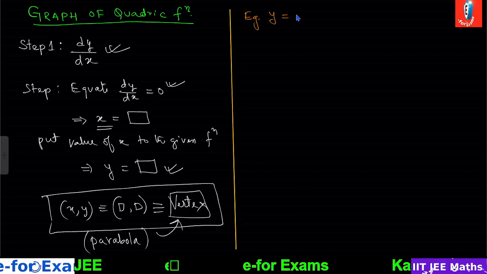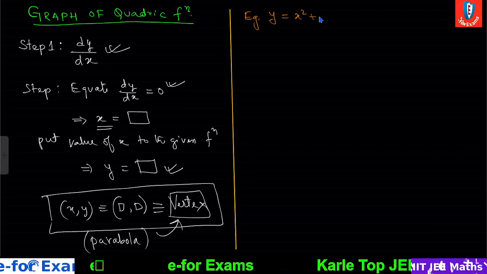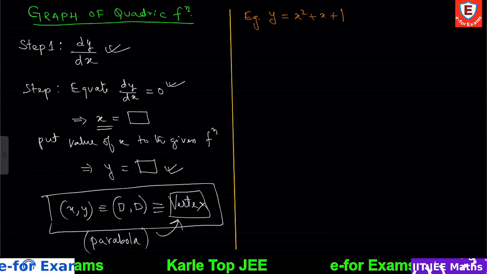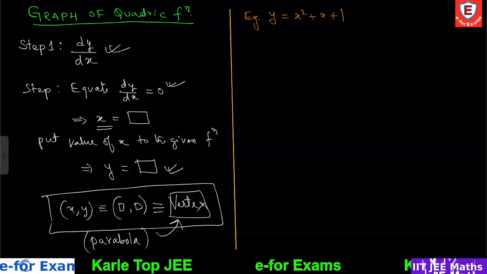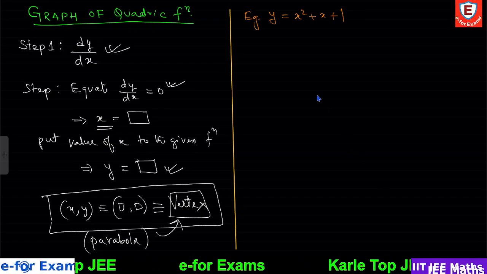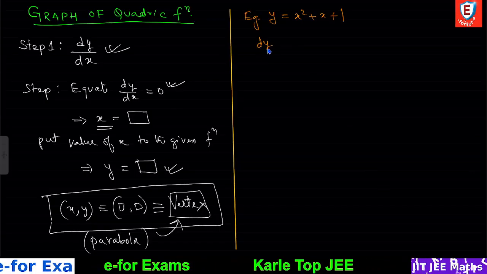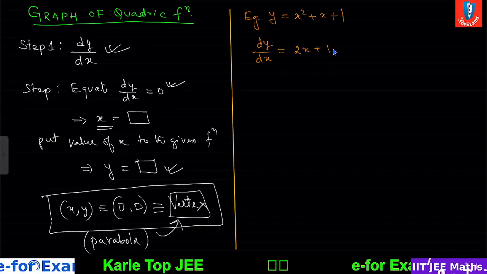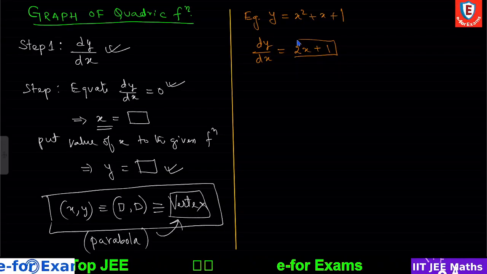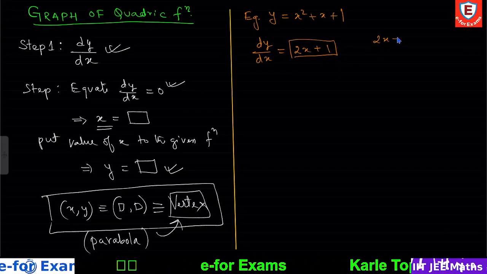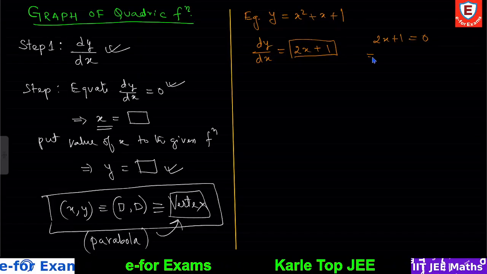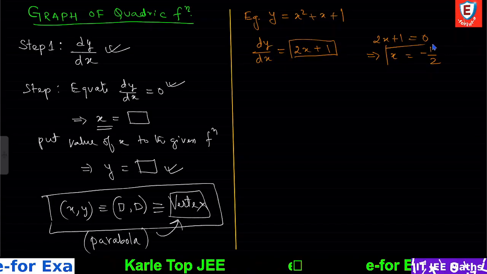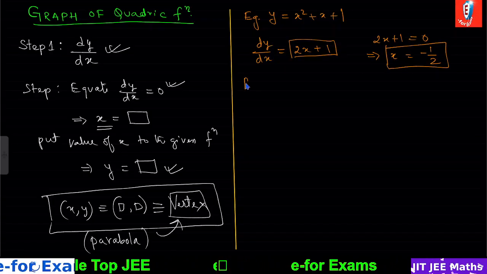y equal to x squared plus x plus 1. Okay, first differentiate dy by dx. Here it is 2x plus 1. Now equate this to 0. 2x plus 1 equal to 0. This implies x equal to minus half. We get the value of x.